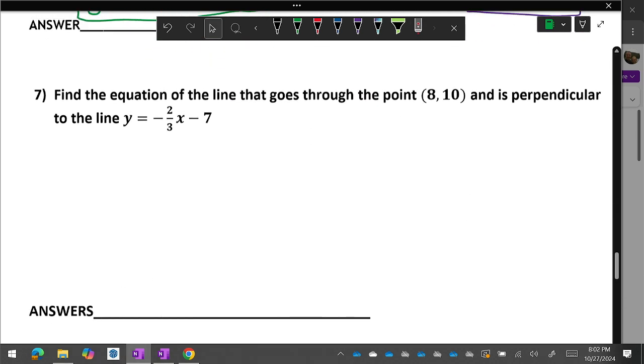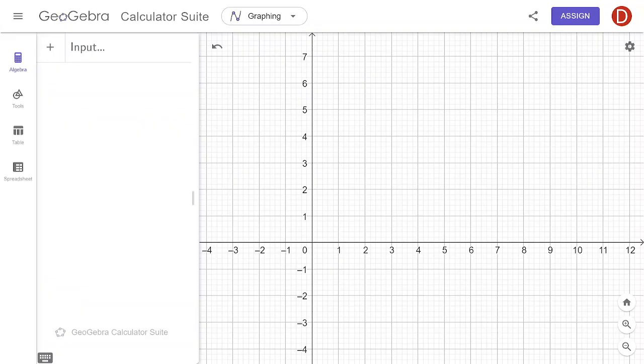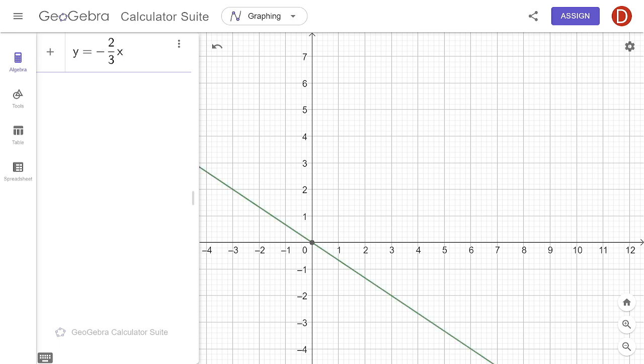Question 7 says, find the equation of a line that goes through the point 8, -2 and is perpendicular to the line y is equal to -2/3 x, and then we had -7. So I was a little surprised to learn that some of us were unfamiliar with the word perpendicular and this idea of what happens when you rotate things on the plane 90 degrees clockwise or counterclockwise. So if I was to just quickly sketch the line, I'll just do the line y is equal to -2/3 x, and then -7.